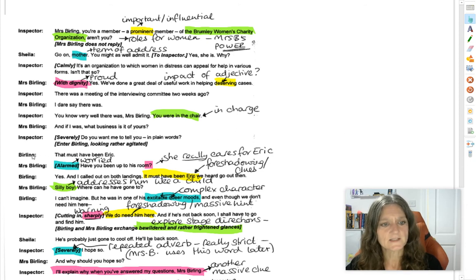Mr. Birling finds out that Eric is missing, and what this serves to do is to remind the audience how much of a mummy's boy Eric is, how much Mrs. Birling absolutely adores her son Eric. And this is so important because it's her adoration for Eric that the inspector is going to use against her, isn't it? Okay, so she really cares for Eric.